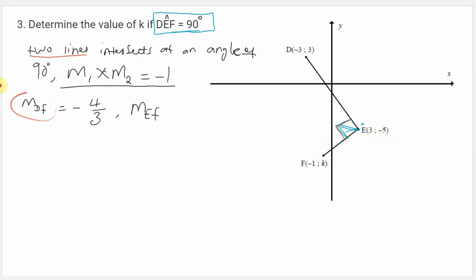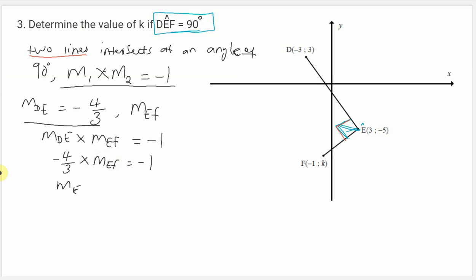So we know that my m1 is mDE and my m2 will be mEF. If I take these values and substitute, I'll have that mDE multiplied by mEF is equal to negative 1. So I know that mDE is equal to negative 4/3, multiplied by mEF, which equals negative 1. Now I can just solve for this variable, and it will tell me that the gradient of EF is equal to 3/4. So this means that if I take this gradient and multiply with this gradient, I'll get an answer of negative 1.